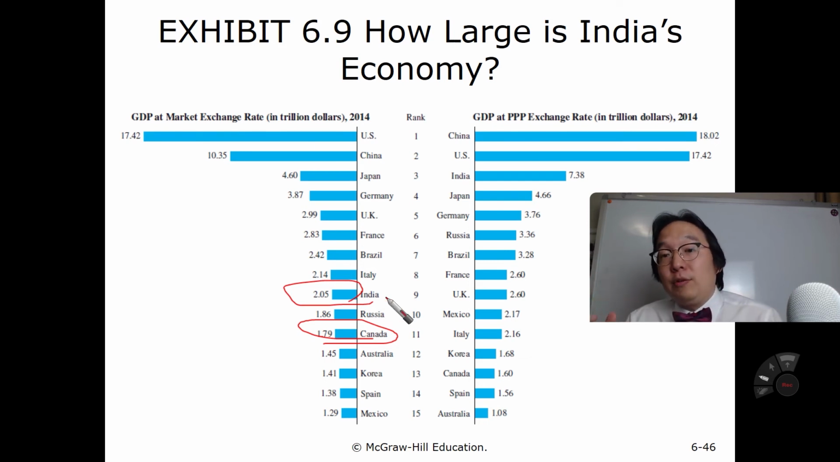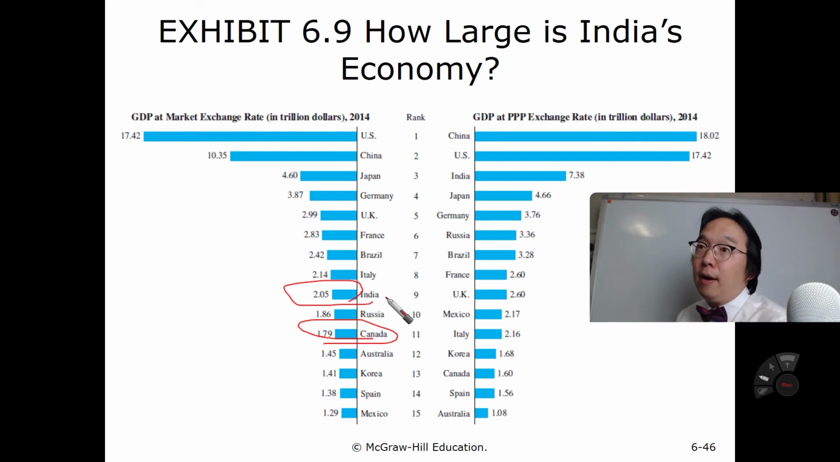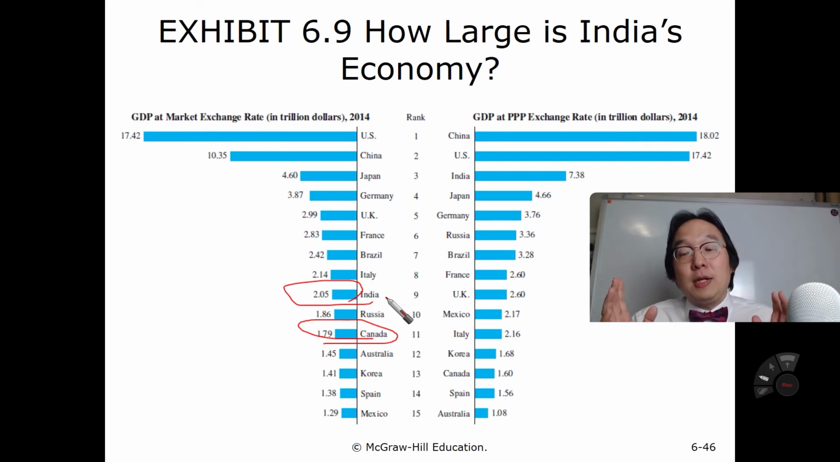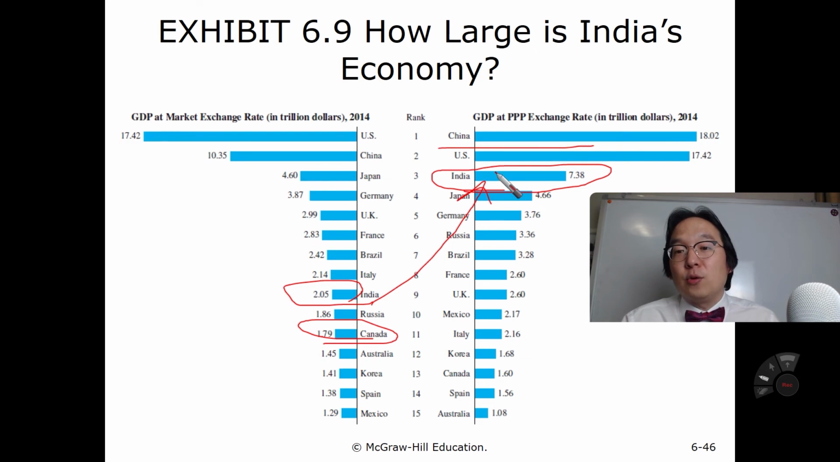But one thing to consider is that India, not only is the per capita GDP low, but their price level is very low in the first place. So if you divide by price level and consider purchasing power, then the GDP of India is actually way bigger than what it seems. Then China is over here and the US gets flipped, which means the price level of the US is way higher than China.